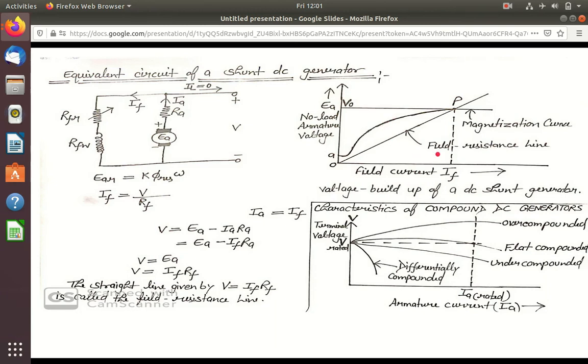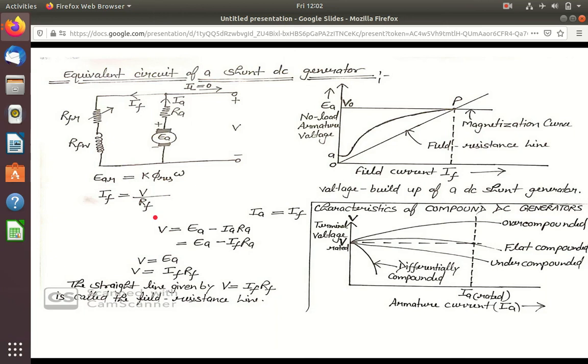Now the field current is given by IF is equal to V upon RF, because you know V equals IR, so I is equal to V upon R. If we are talking about field current, IF is equal to V upon RF. This field current produces a magnetomotive force in the field winding, which increases the flux. The increase in flux increases the generated voltage EA.